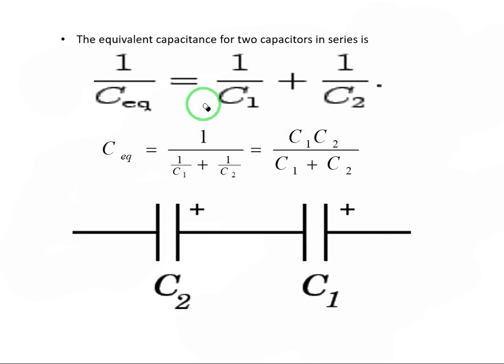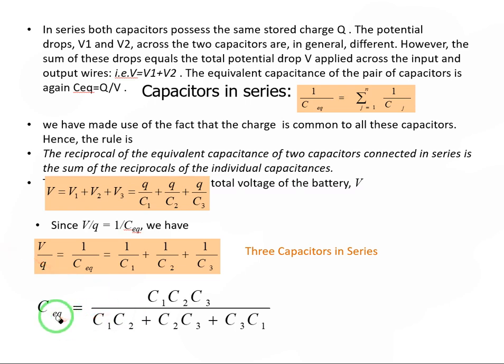But again, I'm telling you one more thing, because we have 1 over C, and we always need C. We need C equivalent. We don't need 1 over C. So for that, what can we do? We need to find C equivalent. So how can you find it?